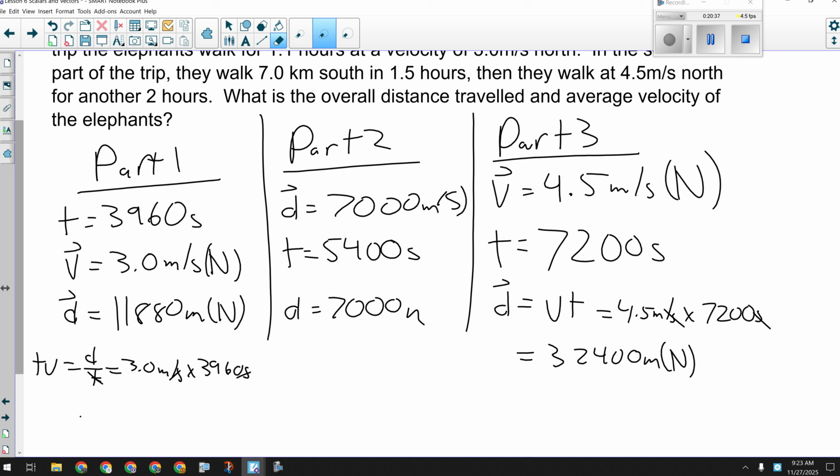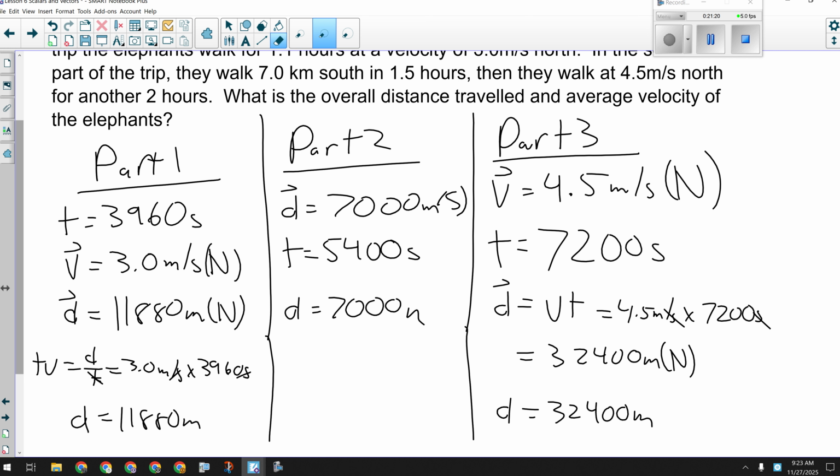The displacement's 11,880 meters north. The distance is 11,880 meters. And then same for the last one. The distance is 32,400 meters, without the direction on it. Everybody okay with that? Really what we're saying is in each part, this is effectively what happened. Here's my initial position. I go 1, 2, 3, 4, 5 meters east. That's my displacement. How far did I go? 5 meters. Because I walked a straight line and didn't turn, my distance and my displacement are equal in that situation.